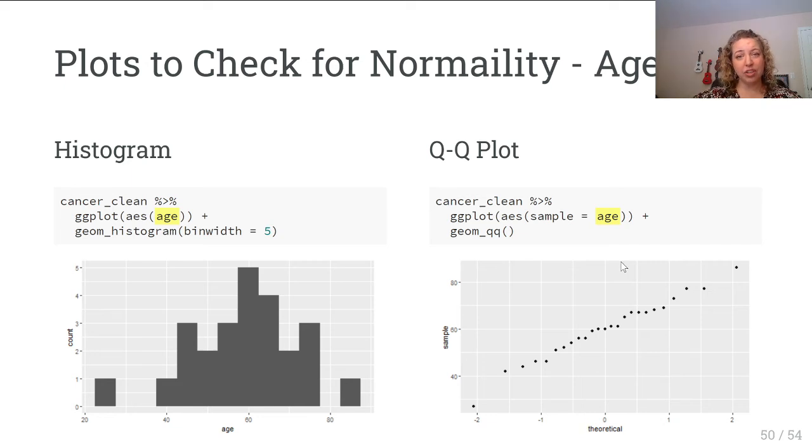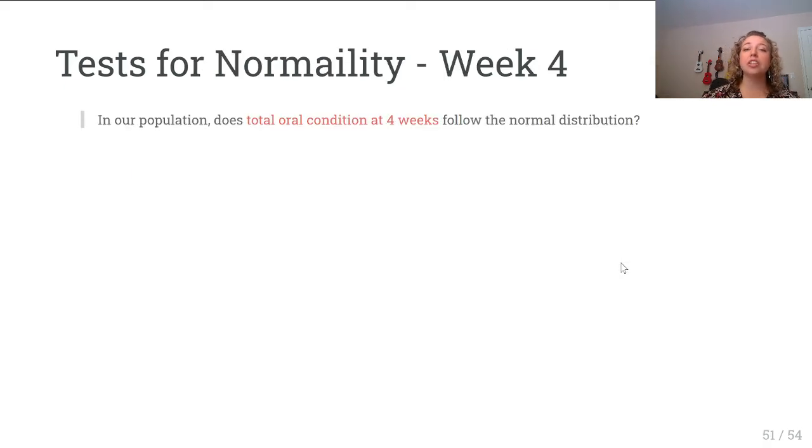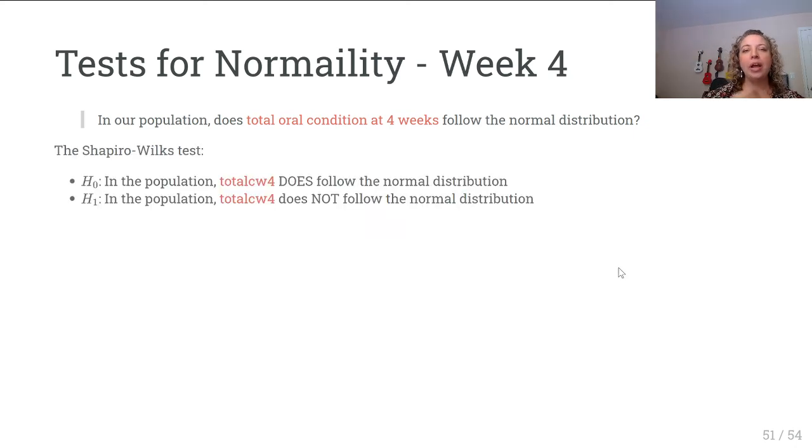Now, to show the difference, let's look at the other variable. Let's look at the week 4 oral condition variable. So we're asking the same thing. Is there evidence that total oral condition at week 4 is normally distributed in the population? And we have to make that judgment call based on just the sample we have available. Always, the Shapiro-Wilk test has a null hypothesis, nothing going on. The null hypothesis is nothing wonky going on. It is normally distributed.